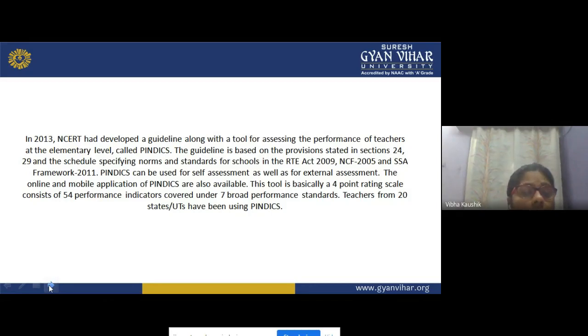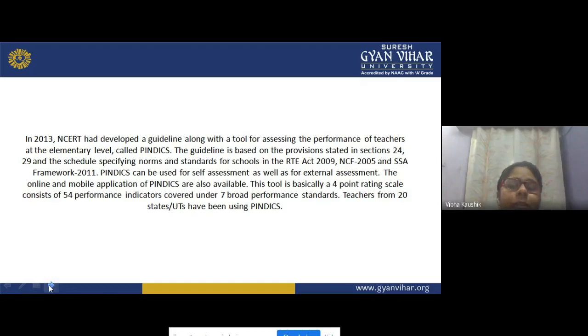The online and mobile applications of the tool are also available. This is software, and the tool has also been developed as a mobile application. We can use it on our mobile, and it is also available online. This tool is basically on a 4-point rating scale. A statement will be there, and you have to rate your performance on that statement on the 4-point scale.